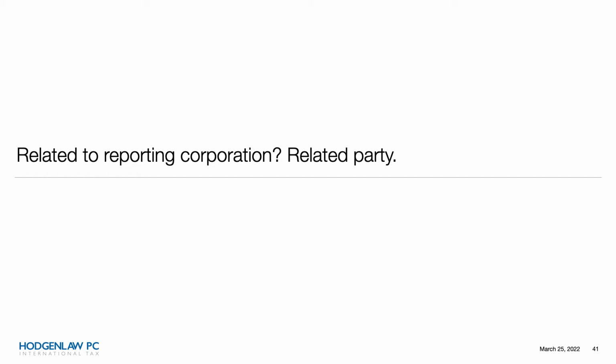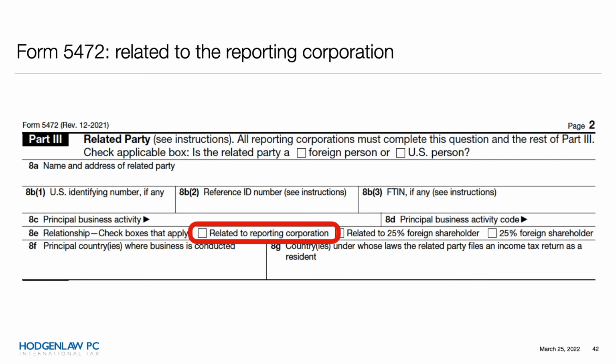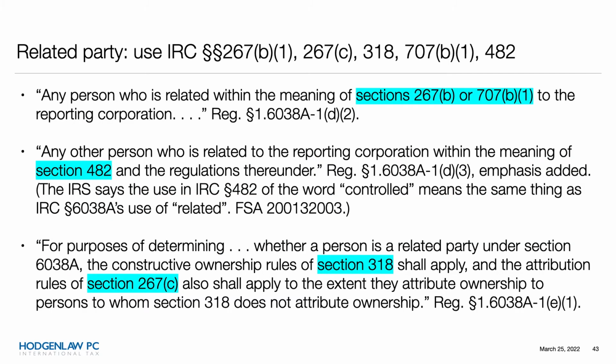And the final one is related to the reporting corporation, right? So we have the foreign shareholder and people related to that. Now we have the reporting corporation itself and people who are related to the reporting corporation. And that gives us the full universe of potential related parties. And who is this? So again, we invoke, courtesy of the regs, what does it mean to be a related party to the reporting corporation? So 267, 707(b), 482, 318. A lot of homework, right?